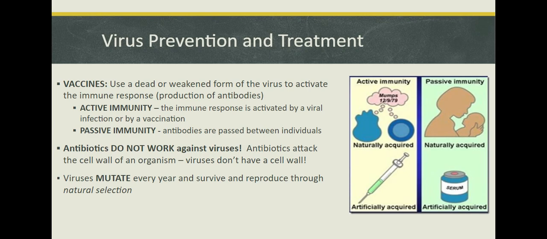Passive immunity happens when these antibodies are passed from one person to another, and this is most commonly done through breast milk. This is why new mothers are encouraged to breastfeed their babies, because babies haven't built up any of their own active immunity. But if the mother breastfeeds, some of the antibodies from the mother can be passed into the child and give them temporary immunity to some of the viruses and other pathogens that they might encounter.